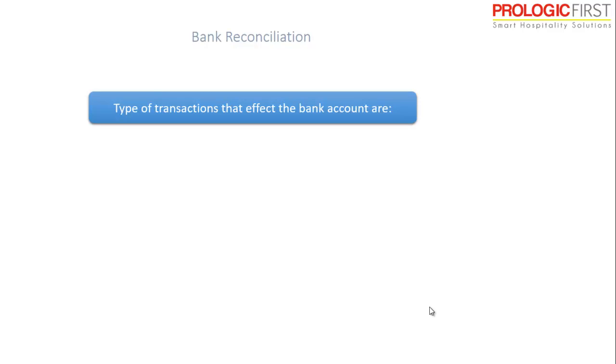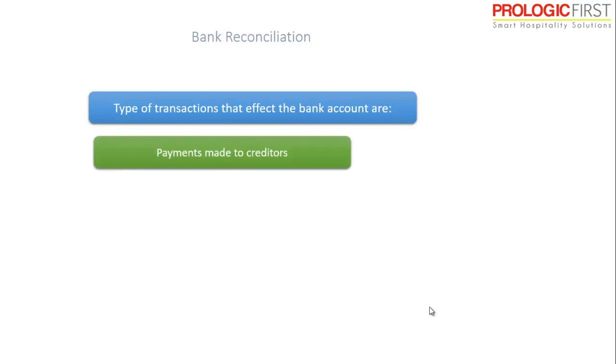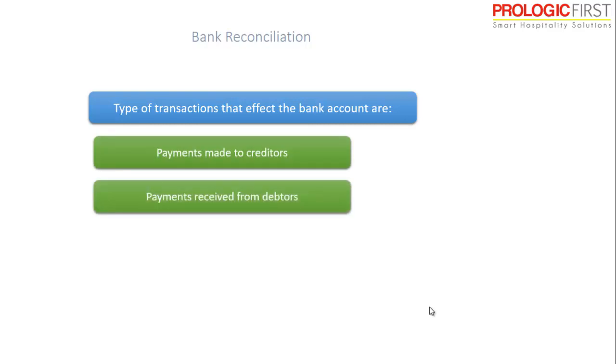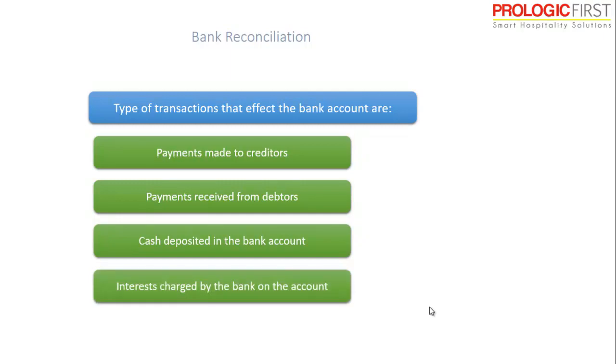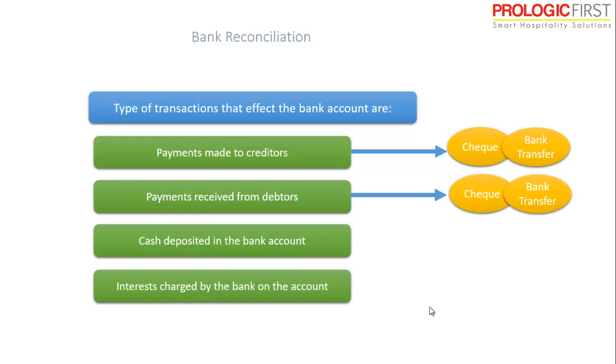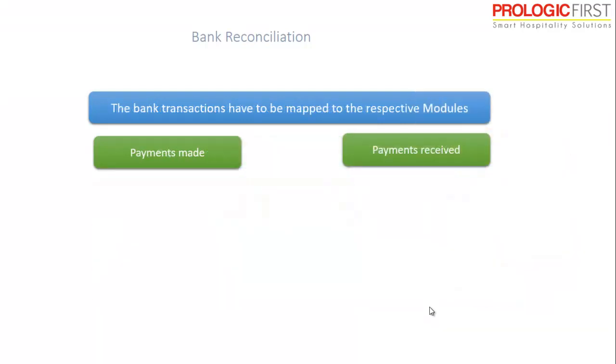There are various types of transactions that are handled in a bank account. For example, payments made to the creditors, payments received from debtors, cash deposited to the bank account, interest money charged by the bank on the account. The first two transactions can be in form of check payments or electronic bank transfers. The third transaction involves cash, and the interest charged by the bank is something that is automatically deducted and is reflected in the bank statement.